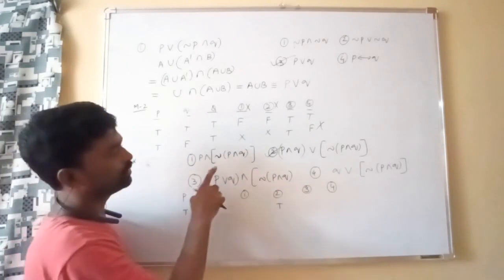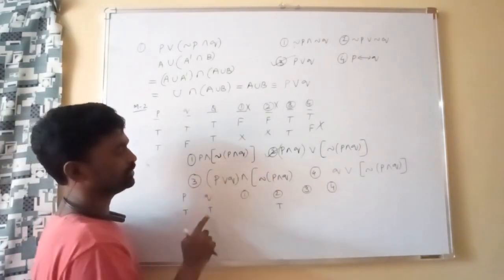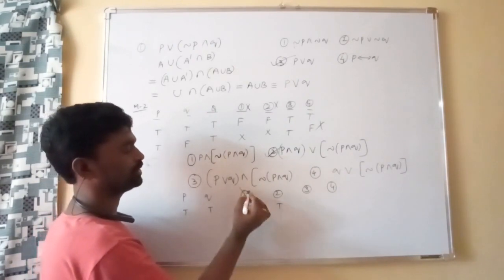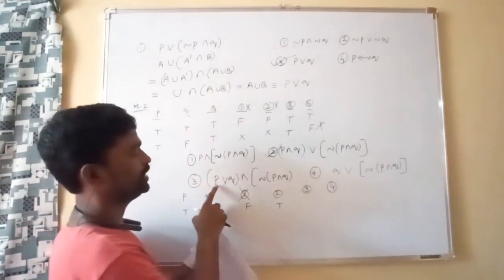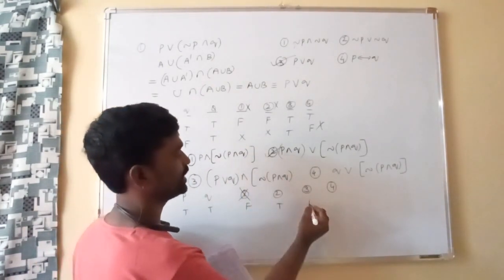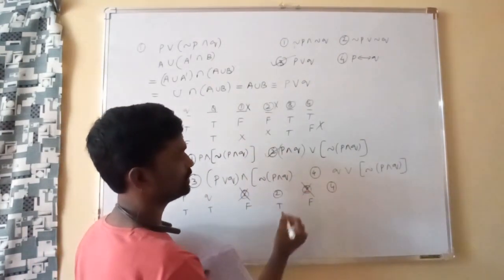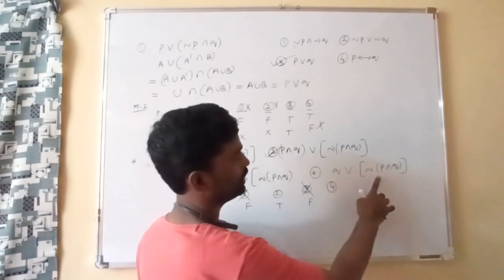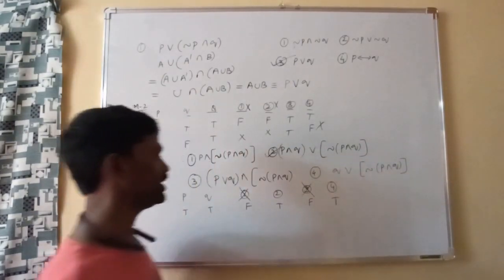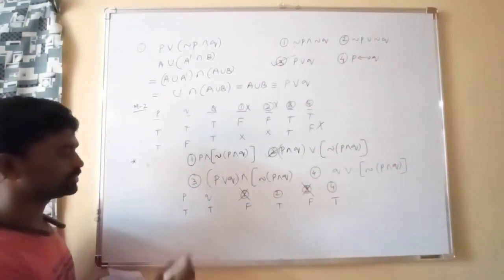Okay. And here what you will get? Negation of P and Q is false. True and false is false. So the first option is wrong. And here P or Q is true and it is false. True and false is again false. So the third option is also wrong. And here negation of P and Q is false. True or false is true. So the option may be either the second option or the fourth option.